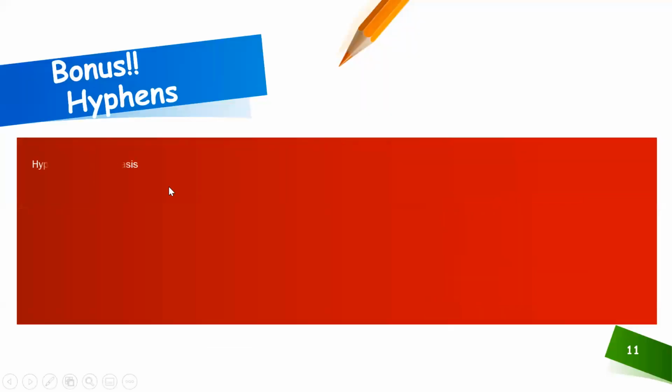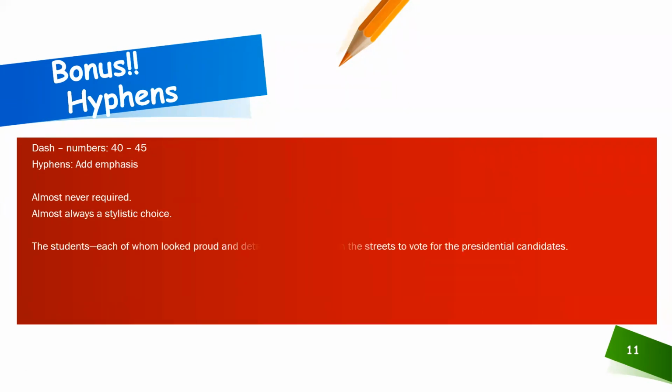A hyphen, on the other hand, is, well, it's almost never required. And I'm not talking about hyphenating words, right? I'm not talking about, like, when you have a compound word that you need to hyphenate, like I am well-prepared to take this test, when we would hyphenate well-prepared. I'm talking about using it as more of a stylistic type of choice, and I'll give you an example. So the students, each of whom looked proud and determined, lined up in the streets to vote for the presidential candidates. So you can see I've got the hyphens on either side of this phrase.